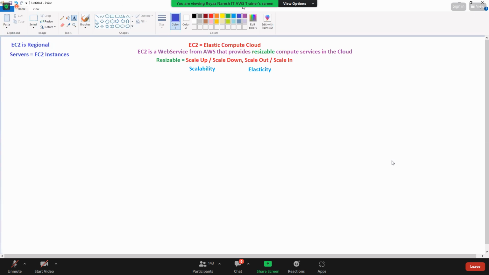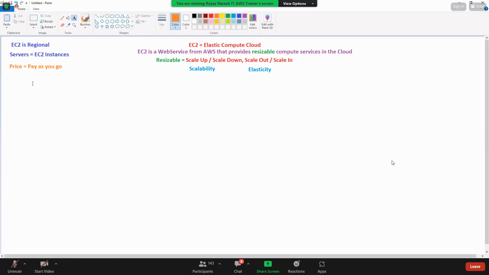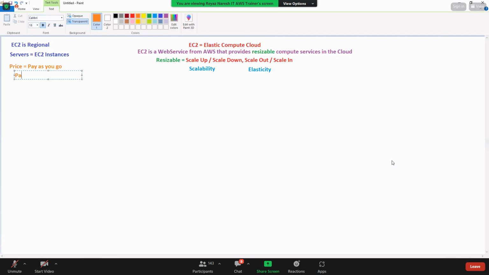So here, what is the price? The price here is pay as you go. Pay as you go, or use and pay, whichever it is. So this is the model that AWS will follow. Pay as you go, and you need to pay every hour. Pay every hour.